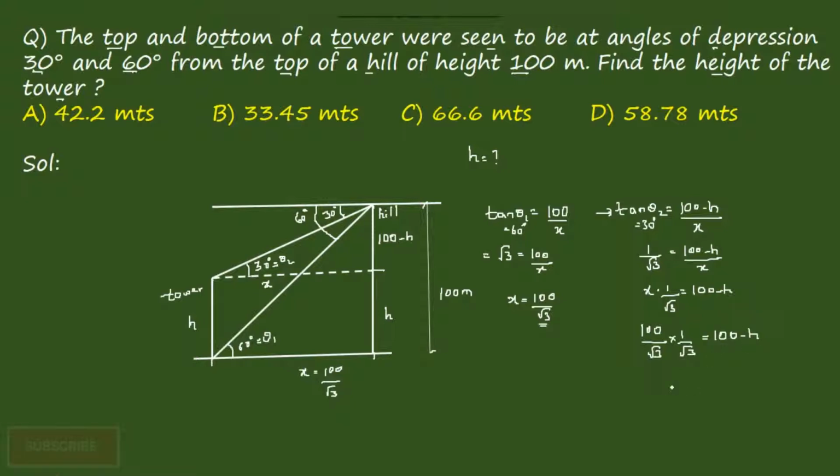You have to find the value of h. 100 by root 3 into 1 by root 3 becomes 100 by 3. Then h is equal to 100 minus 100 by 3. 100 by 3 is equal to 33.33, so h is 66.66. So the height of the tower is 66.66 meters. So the answer is option C.